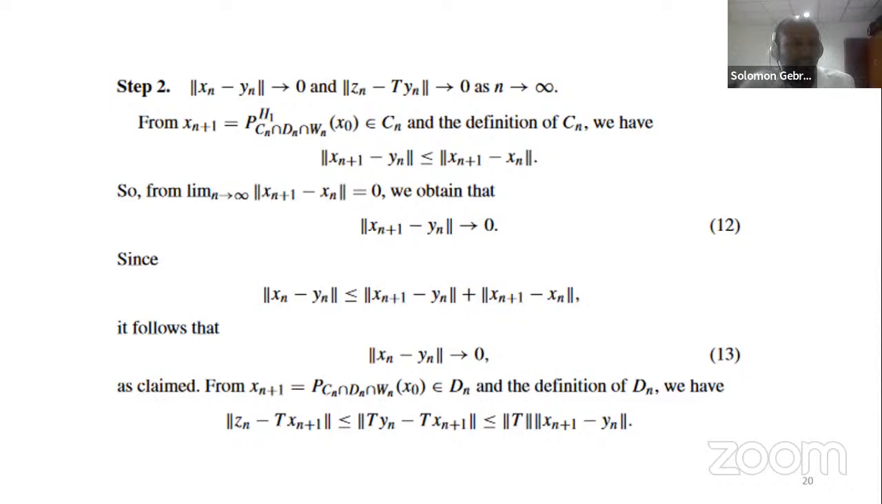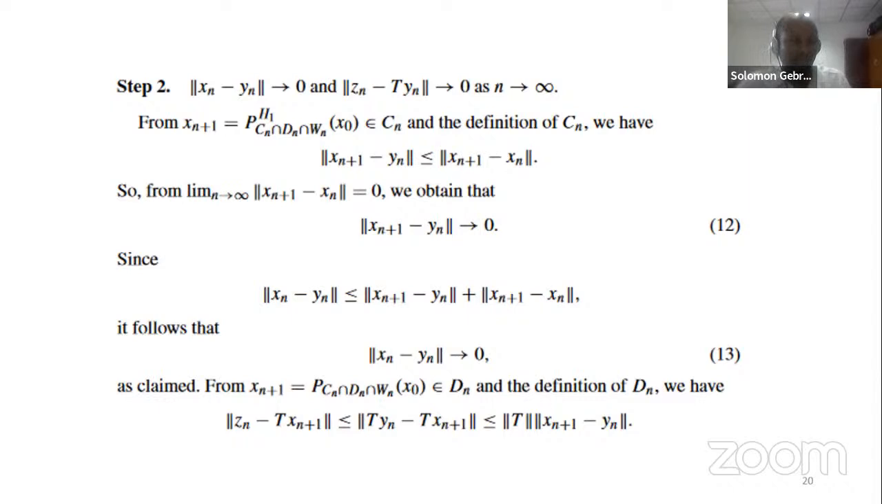And we know since xn plus 1 is an element of the intersection of Cn, Dn, and Wn, then it's also an element of Cn. Applying the definition of Cn, we can get the expression here. Taking the limit and applying the previous result about the limit of the norm of xn plus 1 minus xn as n goes to infinity, which is 0, we can see that the norm of xn plus 1 minus yn goes to 0. Then applying the triangle inequality and taking the limit of both sides, we can see that the norm of xn minus yn goes to 0, which is the first part of step 2.